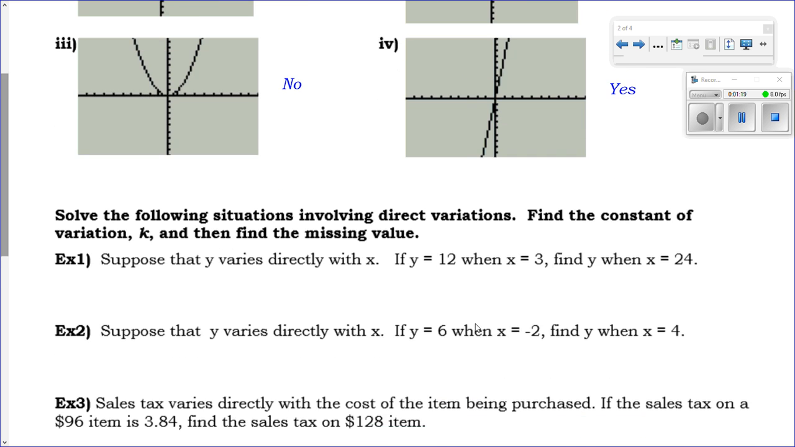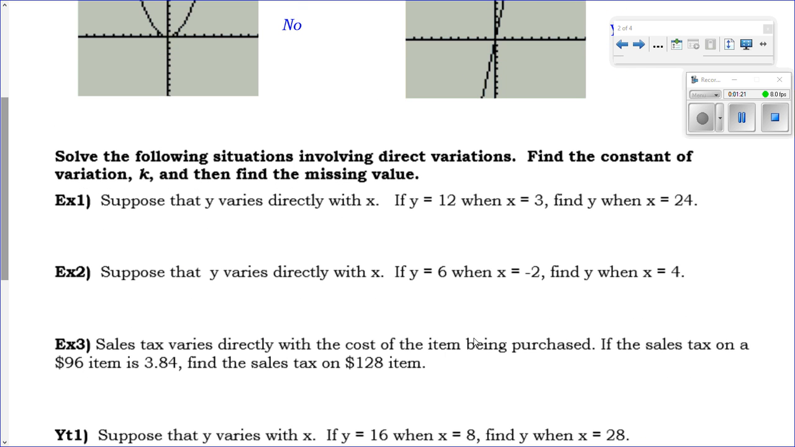Now, a few of these more advanced problems. Solve the following situations involving direct variations. Find the constant of variation k, and then find the missing value. So this basically tells you how to do it. Basically, you're going to be given two numbers, an x and a y value, so you can find the constant, and then they'll give you an x value or a y value, and you'll have to find the other one. Okay, whatever the missing value is.